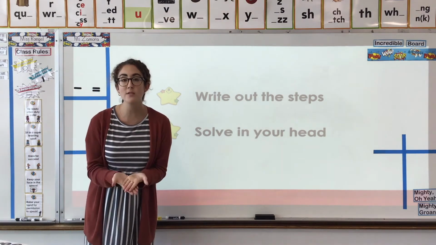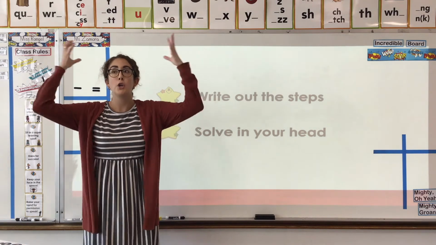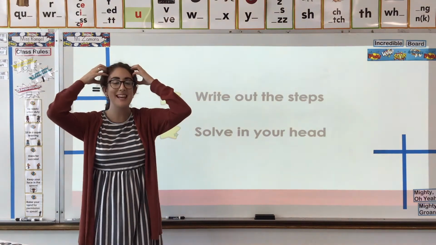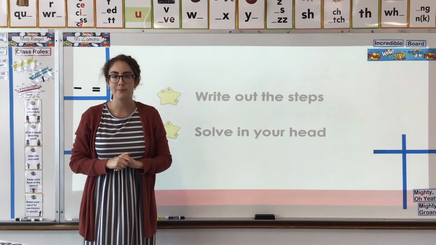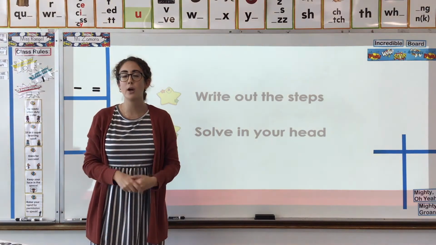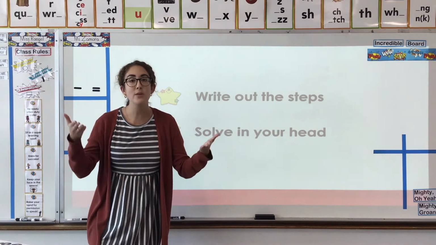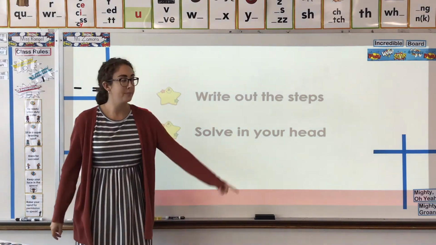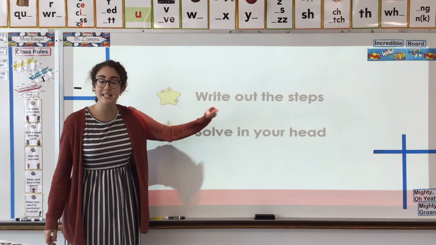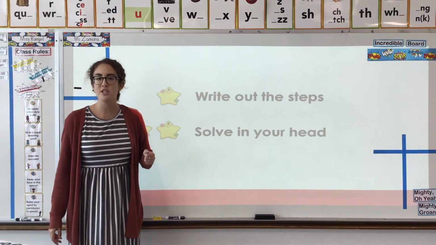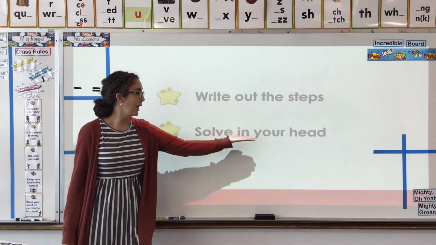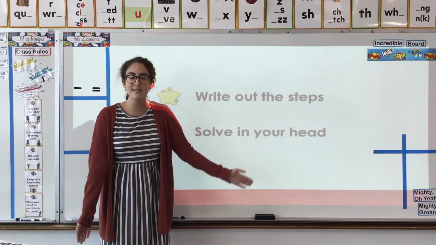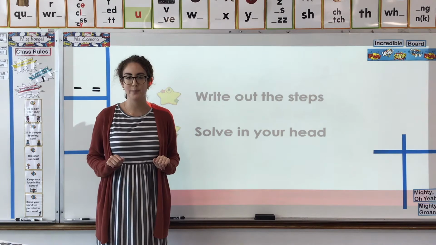So just what you've done, writing out the steps, you're going to try and do it just in your head by moving the numbers around in your brain. So for today's video, you have the choice what you think you need to work on right now. 1 star, you're going to continue writing out the steps, which is awesome. Or are you ready for the challenge of 2 stars to try and practice solving these just in your head?